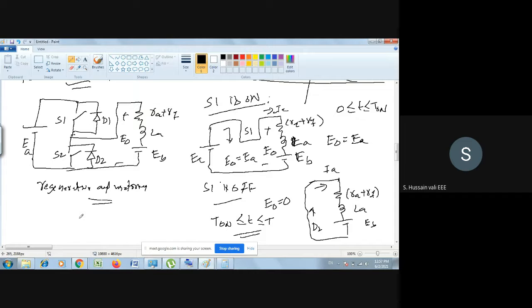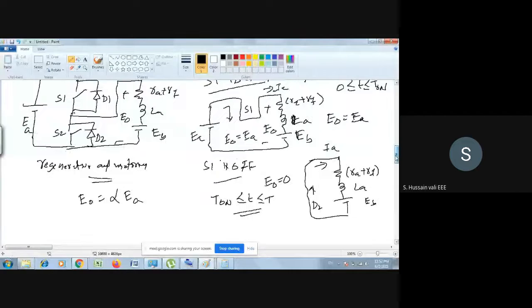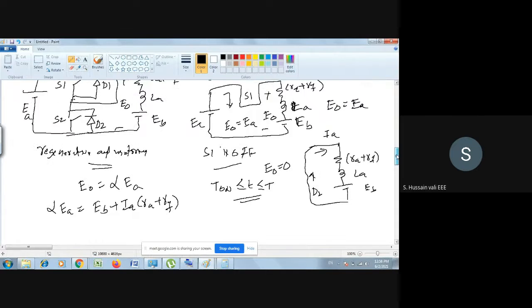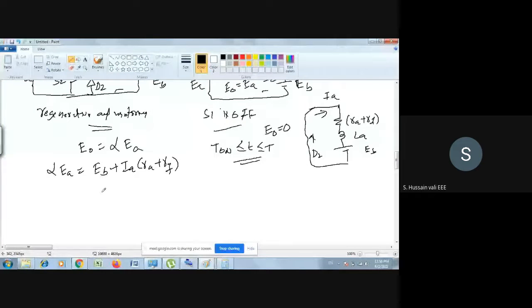Average value is that E naught is equal to alpha EA. Everyone knows this; this is the derivation we have done even in the previous day. So now alpha EA is equal, okay, E naught is equal to EB plus IA into (RA plus RF). From this, what is IA? IA is equal to (alpha EA minus EB) by (RA plus RF).